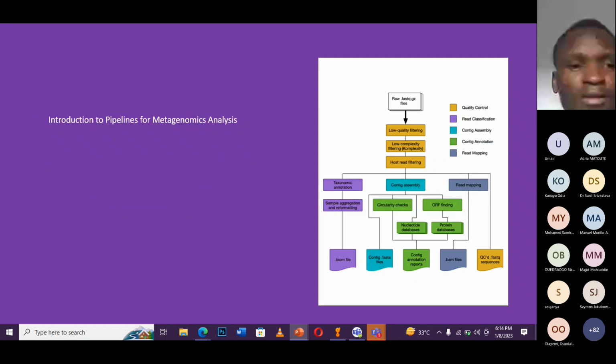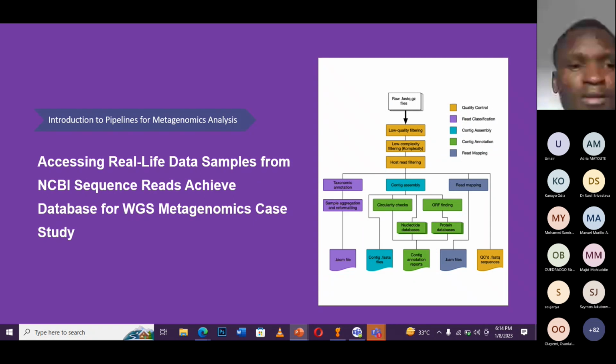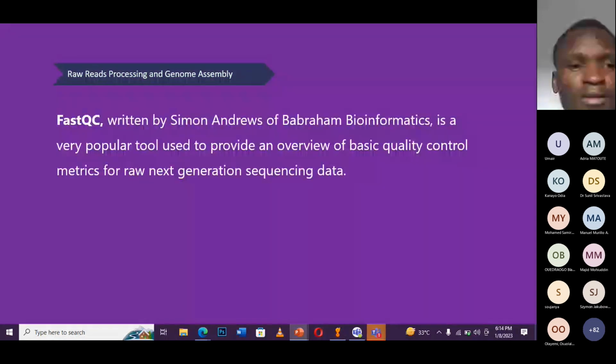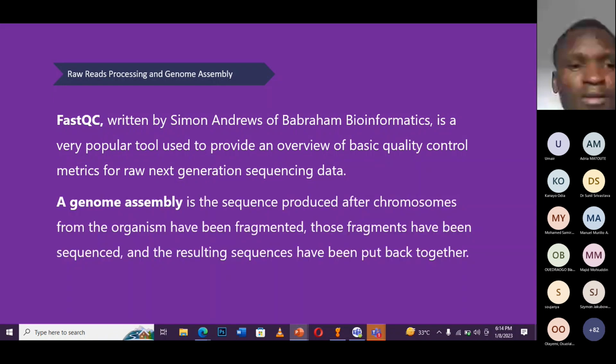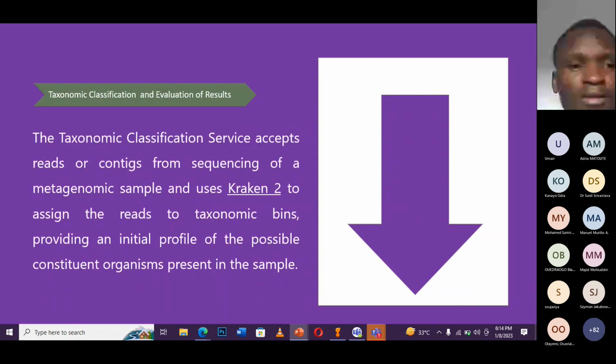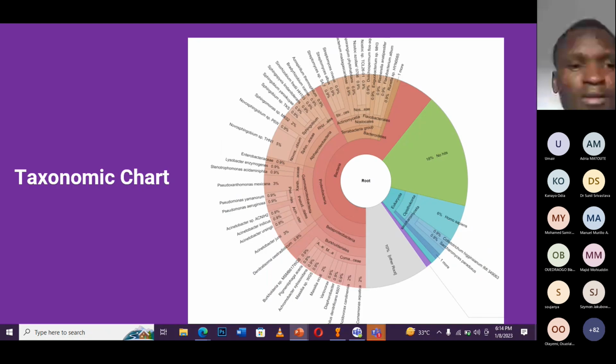Okay, so this is the NCBI I was talking about. Introduction to pipeline tools and applications, accessing real-life data samples from the NCBI sample archive, and doing some other stuff. Then we have reads processing and genome assembly. We have the FASTQ, which means you have to treat it. We have the genome assembly. You have to rearrange the entire genomic structure. Okay, you have to put them together. We have the taxonomy classification and evaluation of results. Now, this is what I'm talking about, the taxonomy classification.